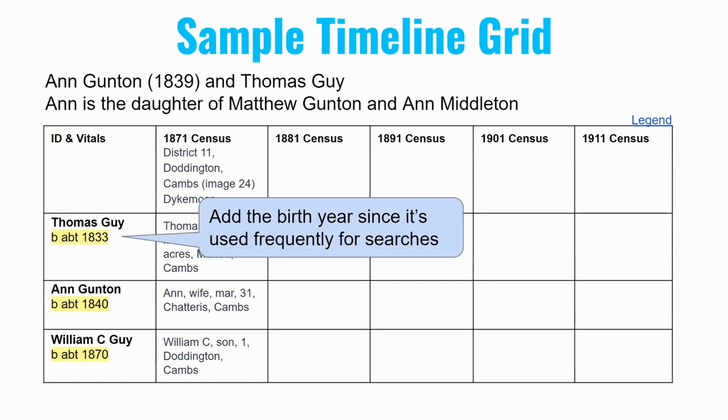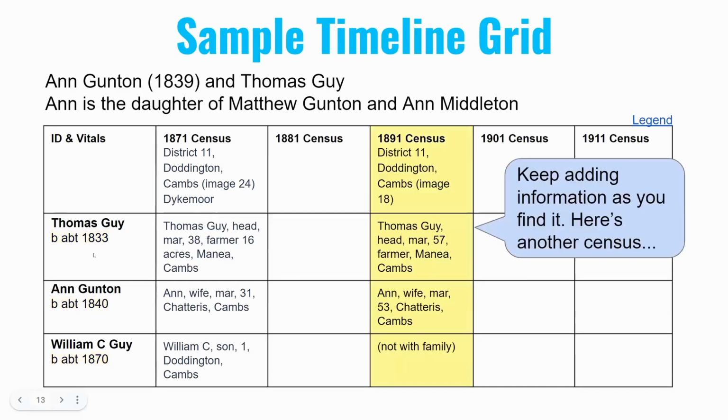Then that can lead to wrong record hints. It can confuse other researchers. So if you can get a decent estimate based on some records, yes, I would use it, but I wouldn't just use an arbitrary rule like we were taught to do years ago. If you're using this for searching, you want to be as close to accurate as possible, even if you don't have an exact date yet. And then you just keep plugging information into the grid as you find it.